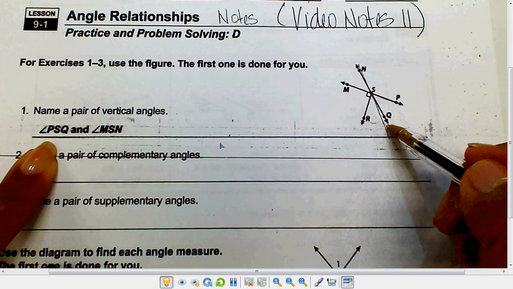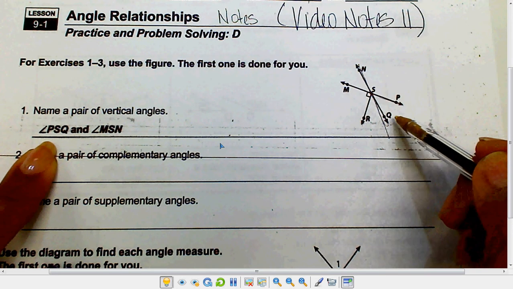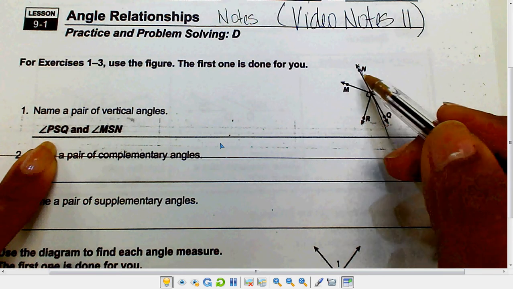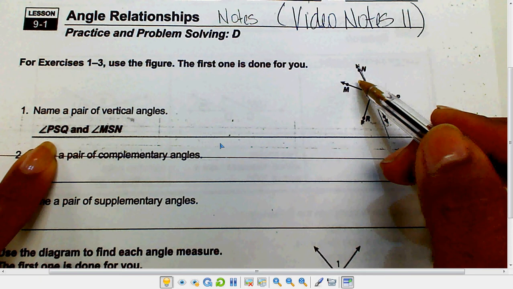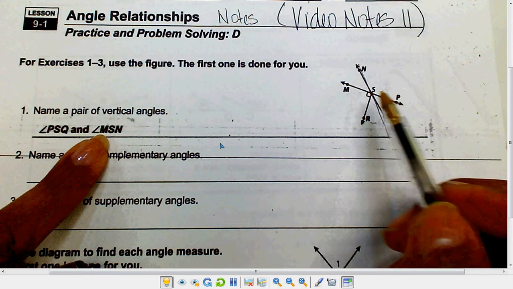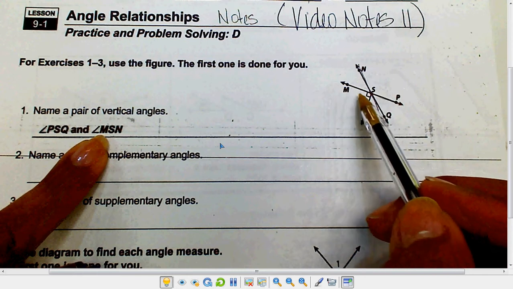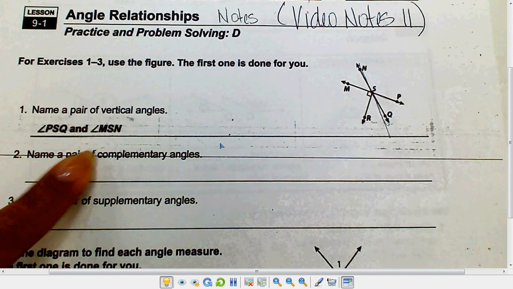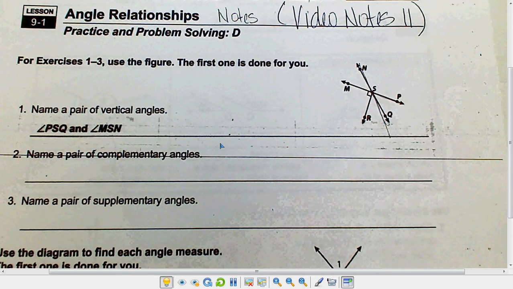PSQ, which is right here on the outside. So that means the angle that is vertical to it has to be opposite. So I should be able to go right through here and get to my opposite and vertical angle. And I do, because I see that what they have named here is MSN, which is right here, MSN. So those actually are vertical angles.